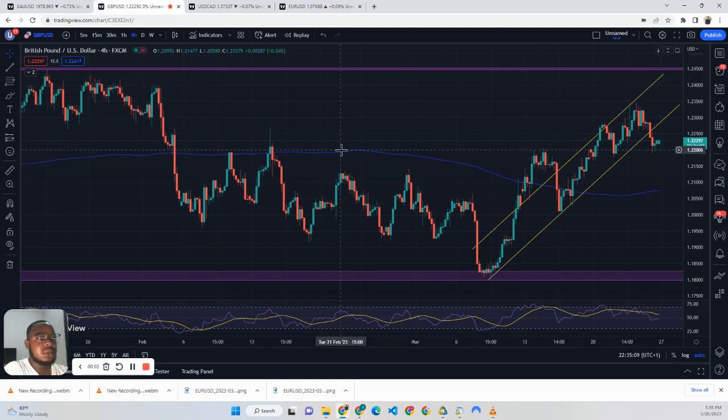So now we look at pounds USD. These are my favorite pairs. I go for gold USD, pounds USD, euro USD, and then I can still check out any other market I see that is giving me a clear formation.